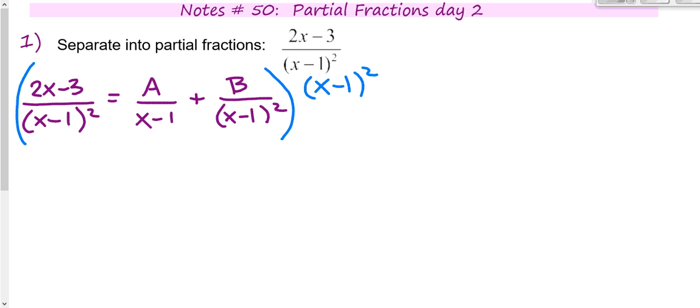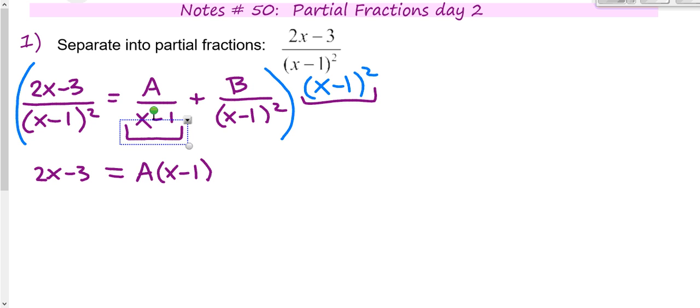On the left side of the equation, all we have is 2x minus 3, because the x minus 1 quantity squareds cancel. And then on the right side of the equation, one of the x minus 1s is going to cancel with the one that we have on the bottom. So we're going to have A times the quantity x minus 1.